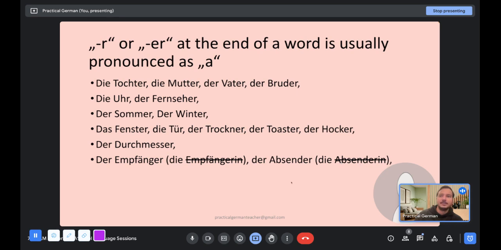Now notice here I am pronouncing the letter R because it is not at the end. So you skip pronouncing R whenever it is at the end. When it is in between, you pronounce it. Any questions?